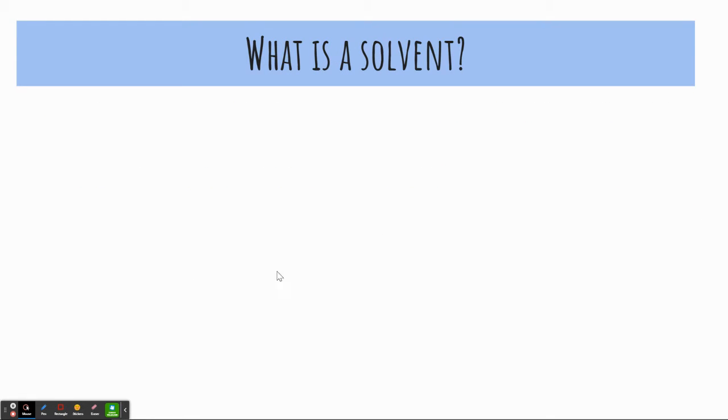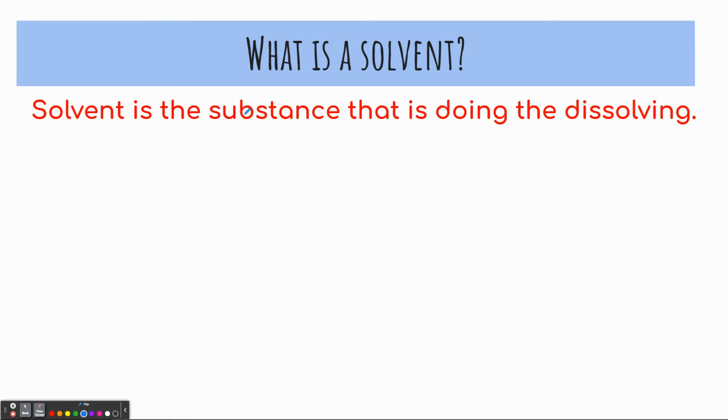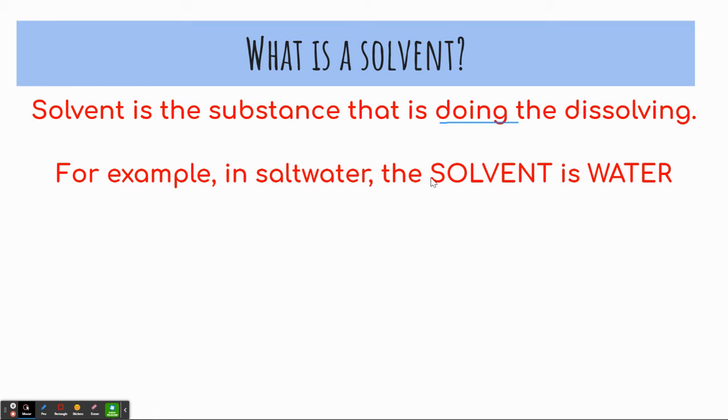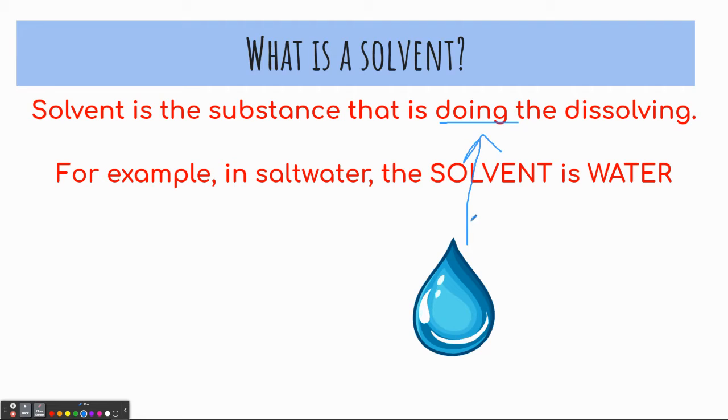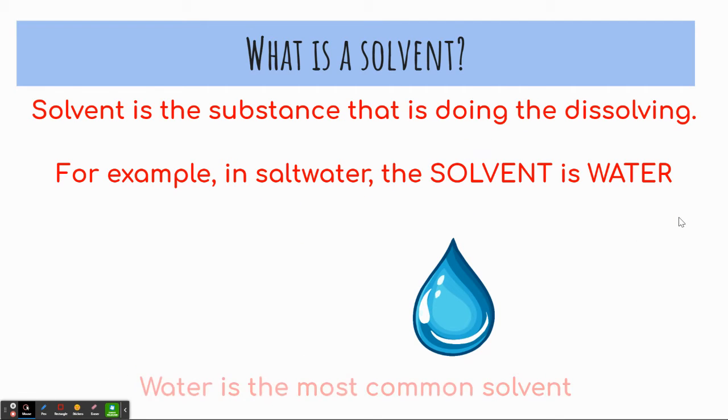So now what is a solvent? A solvent is the substance that's doing the dissolving. Back to our salt water example, the solvent is water. Water is doing the dissolving when you create salt water. Also, water is the most common solvent, so that's what's used in most things. It's used a lot in nature. In 8th grade, you'll learn about how water is a universal solvent.